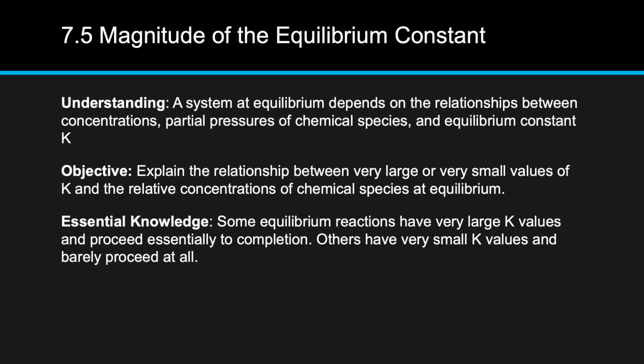So first we're starting with 7.5, which is the magnitude of the equilibrium constant. That is going to tell us how far a reaction proceeds before reaching equilibrium. So when K is very large, the reaction is going to strongly favor the products. When K is really small, the reaction is going to strongly favor the reactants.